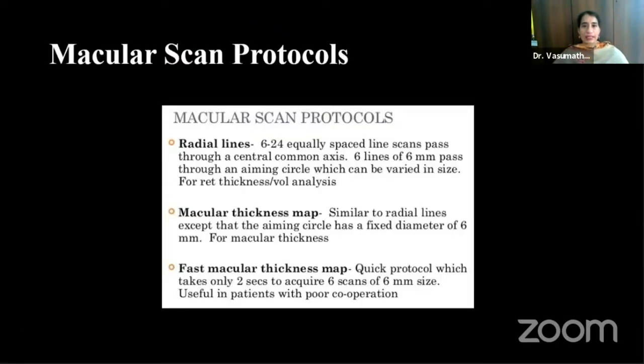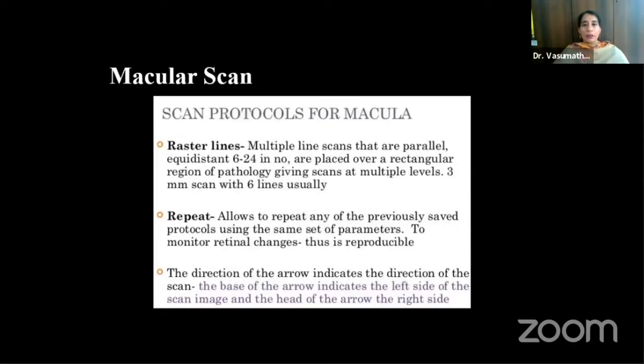We have radial lines, raster lines. We do a macular thickness map. And generally, the radial and the high definition line scans we employ quite a lot. And we generally tend to avoid interpreting the scan in false colors. We go to the black and white, or sometimes white on black mode also, to understand the pathology better.